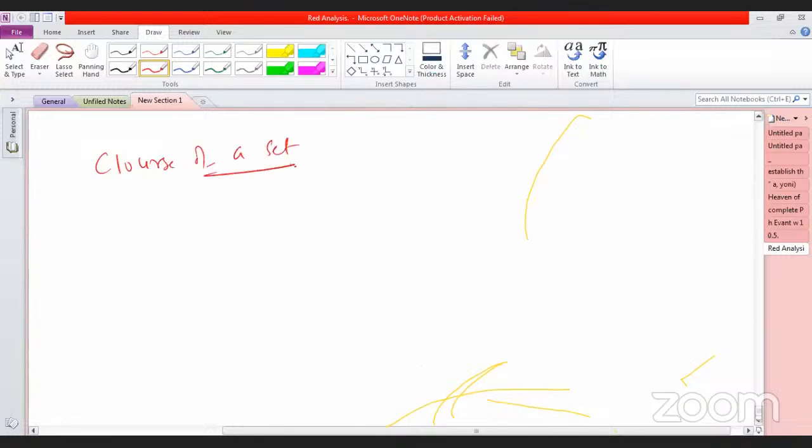Closure of a set. Let X be a metric space, A a subset of X. Let A1 be the set of all limit points of A. A1 is called the derived set of A. A bar, equal to A union A1, is called the closure of A.